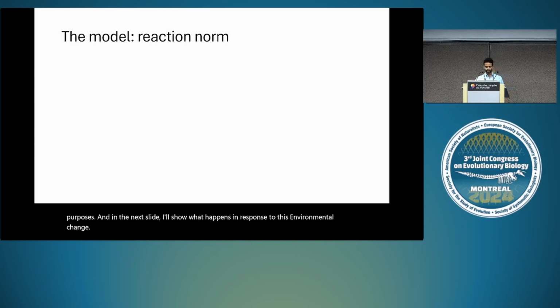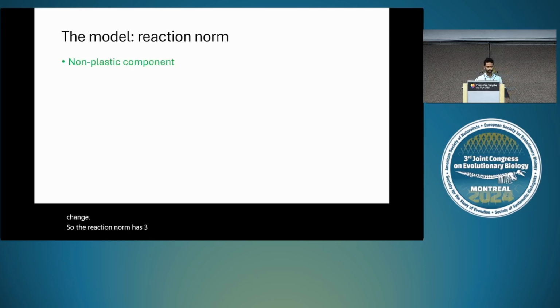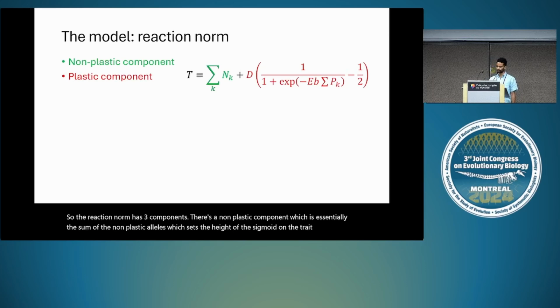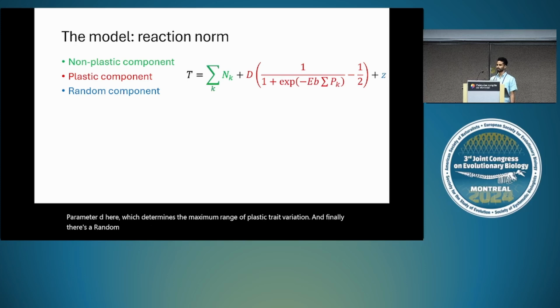So the reaction norm has three components. There's a non-plastic component, which is essentially the sum of the non-plastic alleles, which sets the height of the sigmoid on the trait axis. There's a plastic component, which is a function of the developmental environment, the sum of the plastic alleles, which sets the steepness of the sigmoid, and the developmental limit parameter D here, which determines the maximum range of plastic trait variation. And finally, there's a random component that's unrelated to the genotype or the environment.